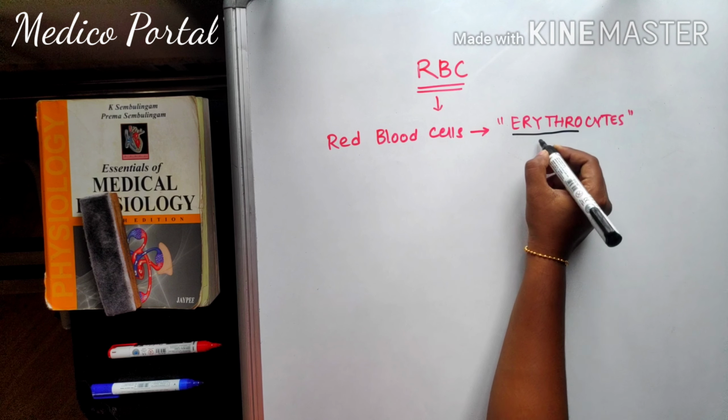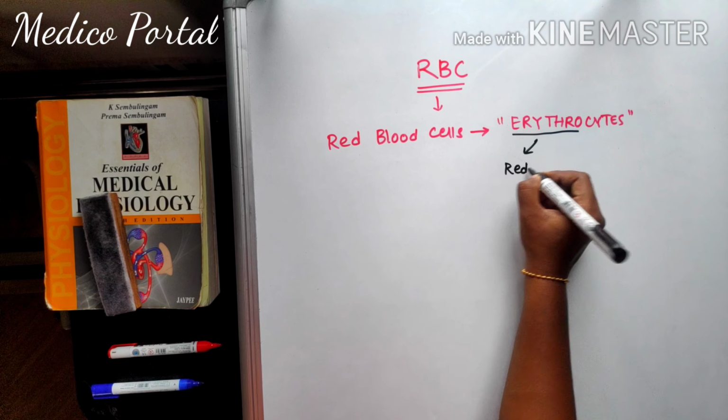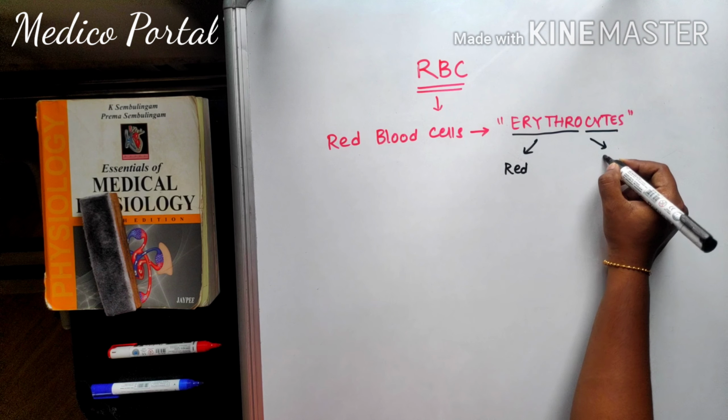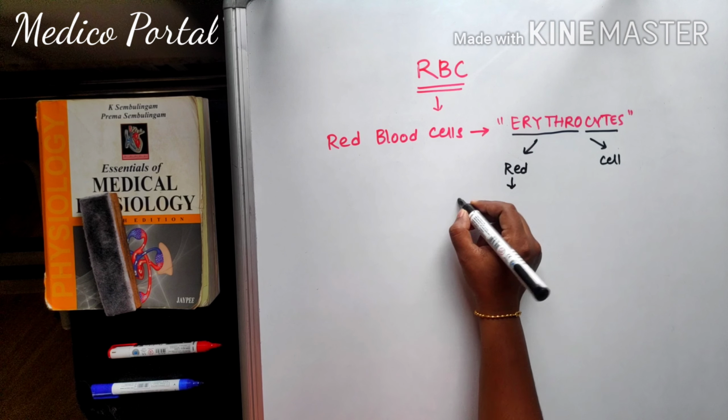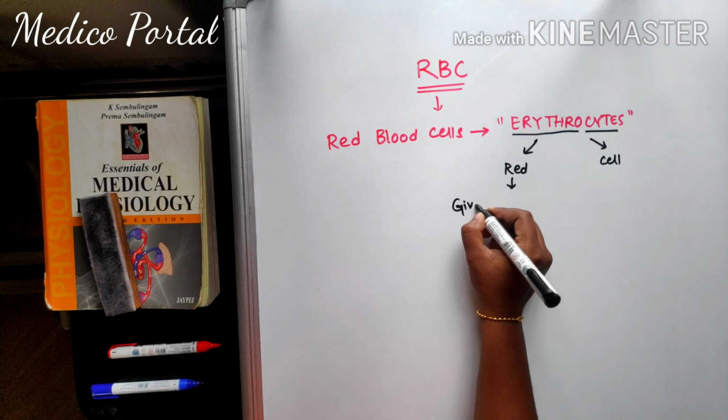Coming to the first topic, before that we should know what erythrocyte means. Erythro means red and cyte means cell. This red color of the RBC gives color to the hemoglobin. We all know that hemoglobin is red in color and the blood is also red in color. It is due to these red blood cells.